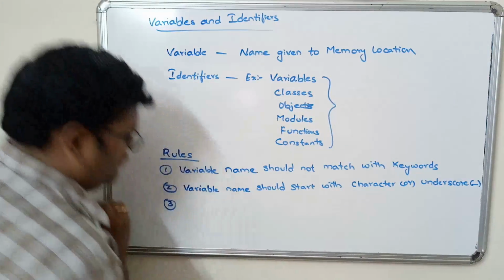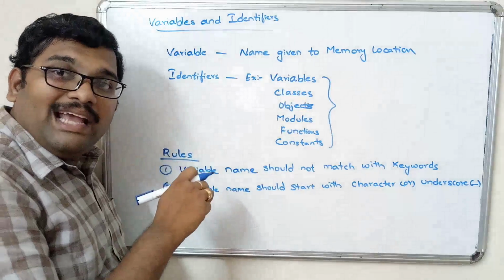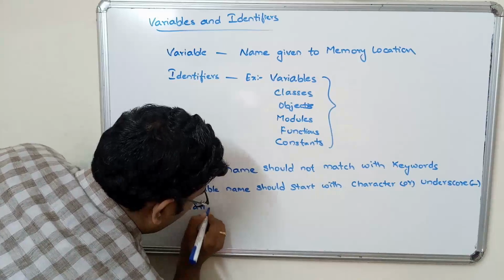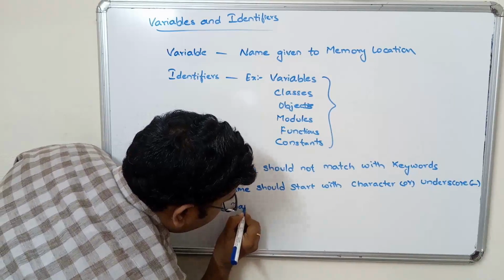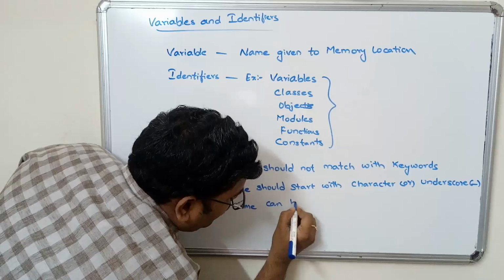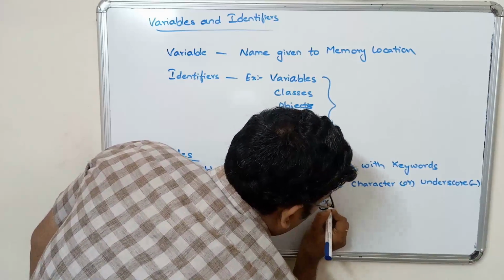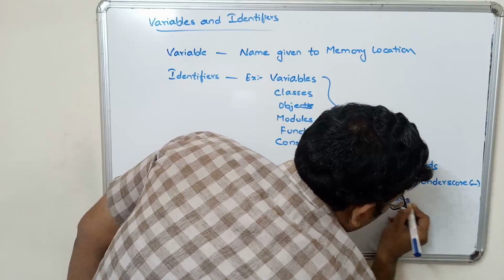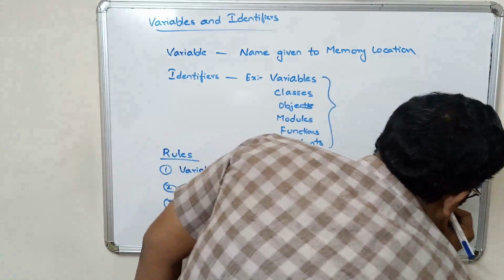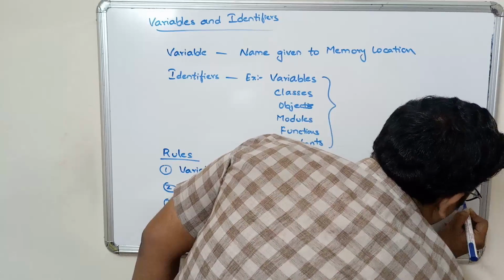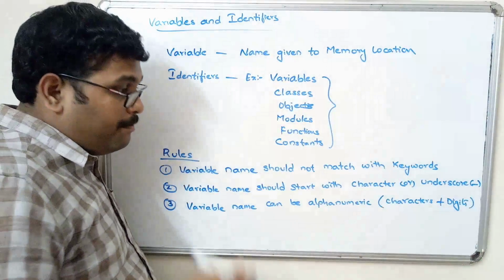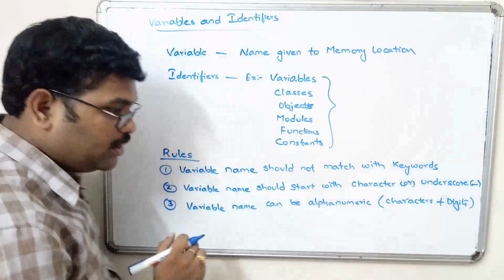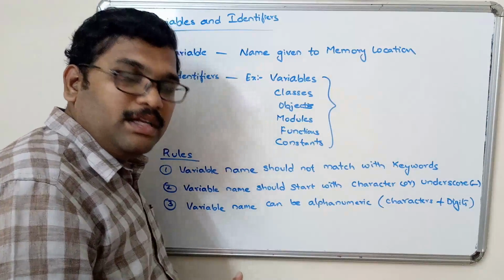The third rule: a variable name can be alphanumeric, that means characters plus digits, numericals. But the variable name should only start with a character or an underscore. It should not start with numbers.